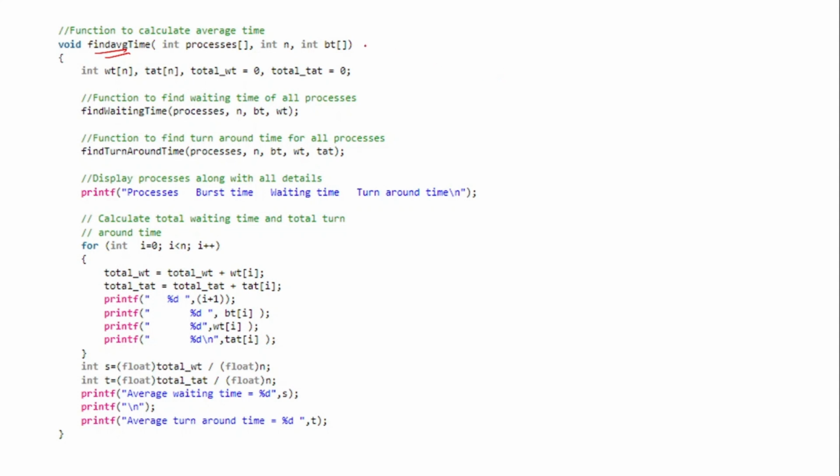So for the average waiting time, we can see some integers listed here. This is an array, the waiting time array, and the turnaround time array. This is an integer variable, with total waiting time equal to 0 and total turnaround time equal to 0. Internally we have two more functions here, find waiting time and find turnaround time. Let's first go to the find waiting time function.